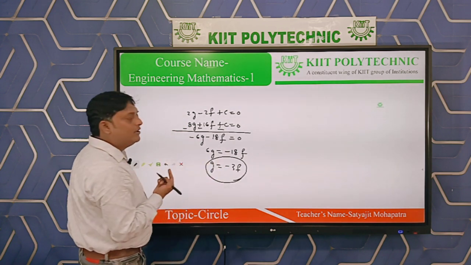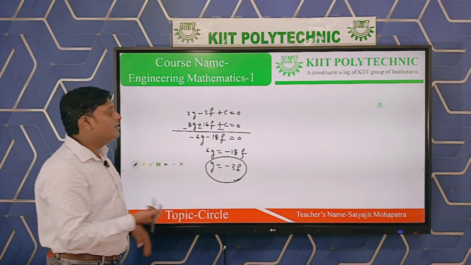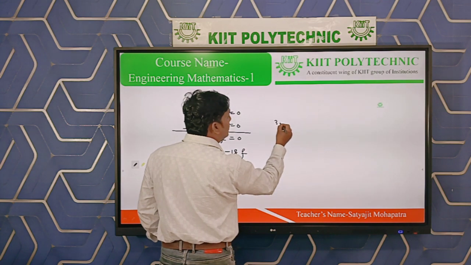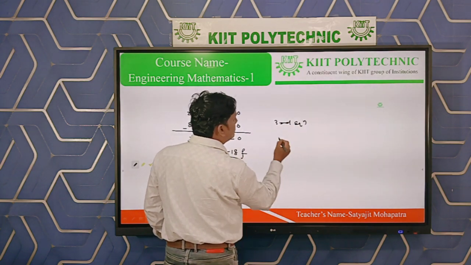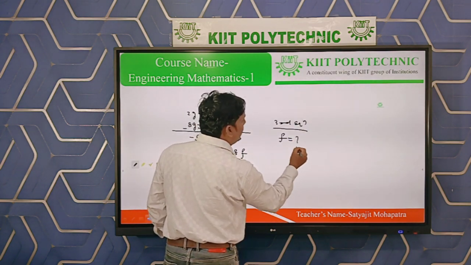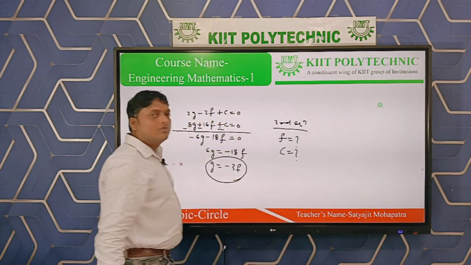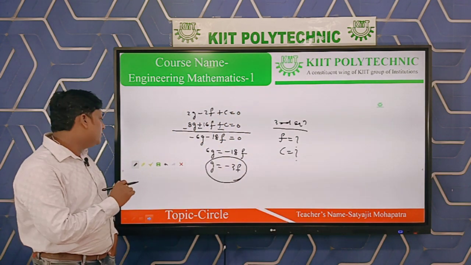By putting g's value in the remaining third equation, you can get f and c. So many methods are there, you can easily go for.